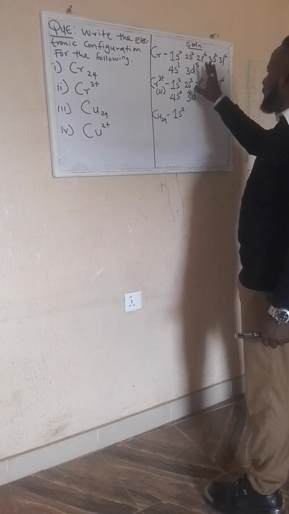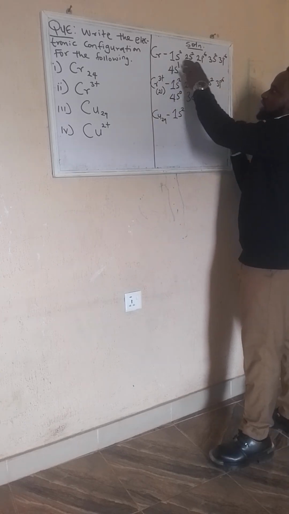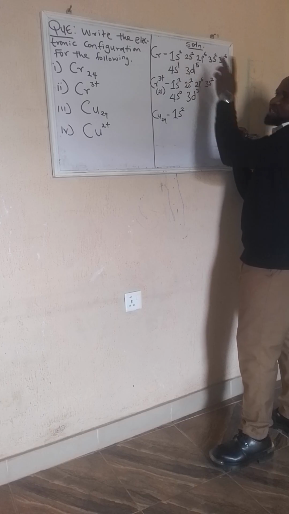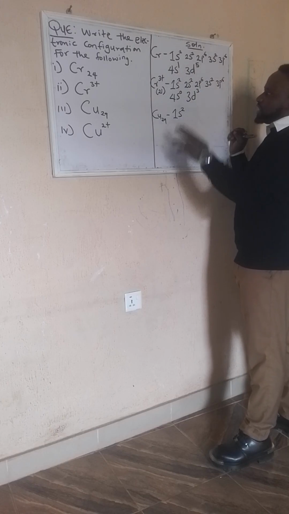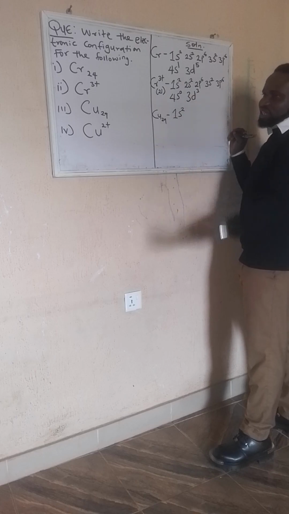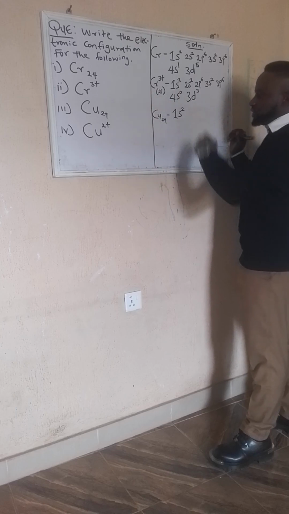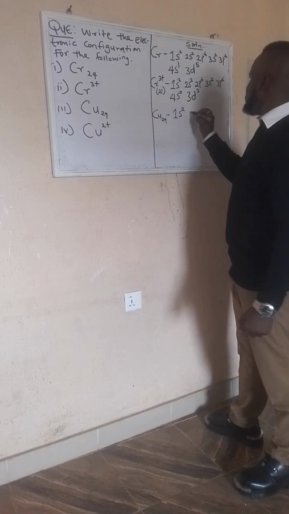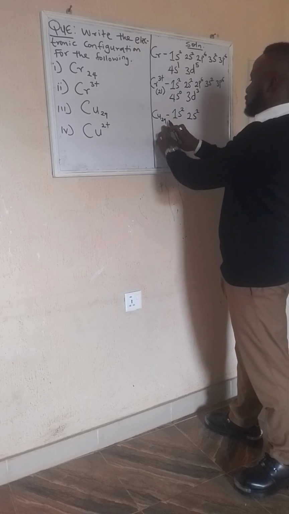And don't forget, I believe by now, you should remember the maximum number of electrons each of these shells can take. S can take a maximum of 2, P can take a maximum of 6, D can take a maximum of 10, and F can take a maximum of 14. Though we are not writing any of these up to F. None of these can reach F. So 1s2, 2s2. We are writing for copper now with atomic number 29.